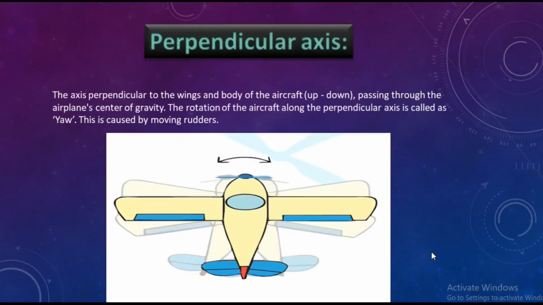Another one is the perpendicular axis. So the axis perpendicular to the wing and body of the aircraft passing through the airplane's center of gravity. The rotation of the aircraft along the perpendicular axis is called yaw. This is caused by moving the rudder. So you can see this is the rudder and yaw is caused by this and this.